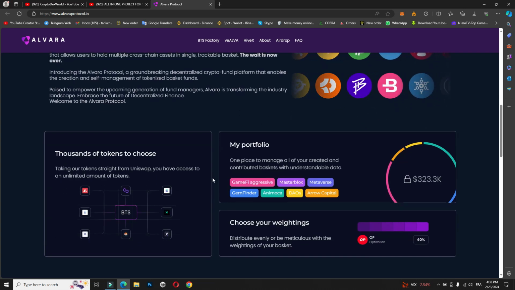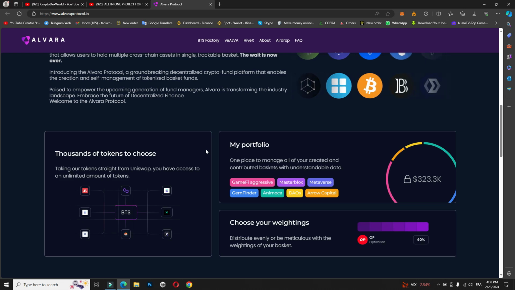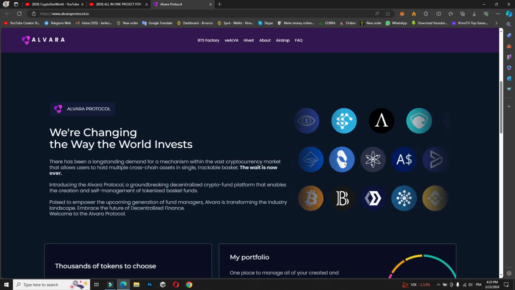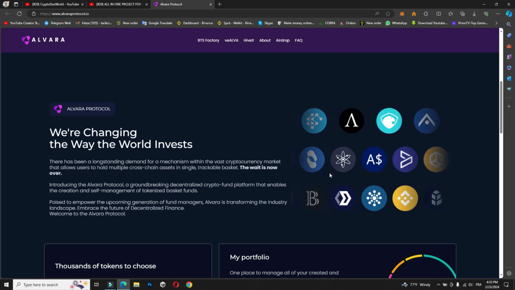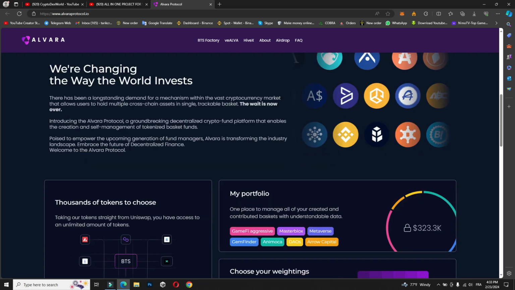So this is the portfolio of this token. They have GameFi, accessories, aggressive and master blocks, metaverse, and GenFi founder, Animua, and around capital. So there are a thousand tokens to choose from. As I mentioned before in the first video, there is a thousand here. These are a thousand tokens that you can trade and invest in.